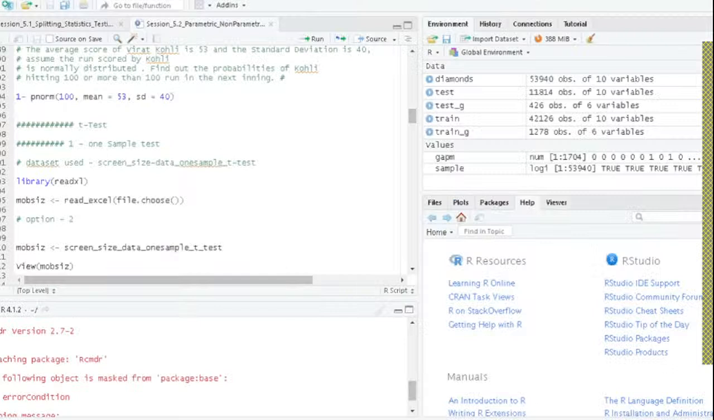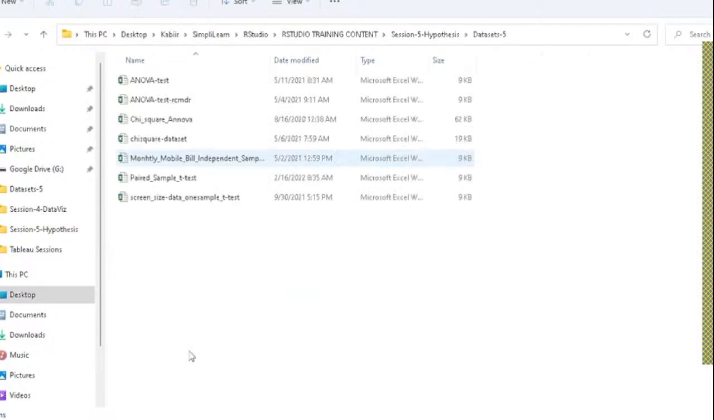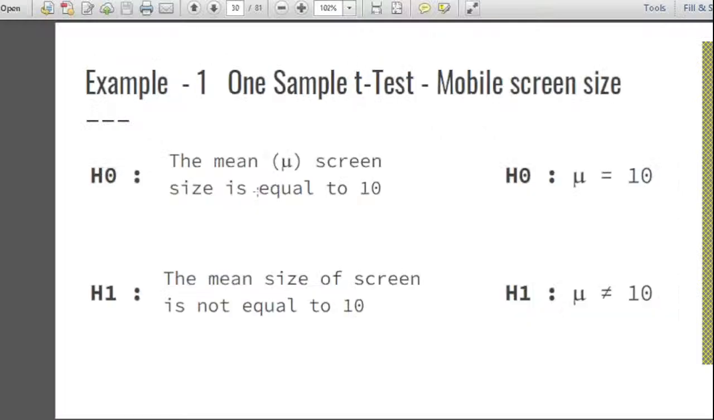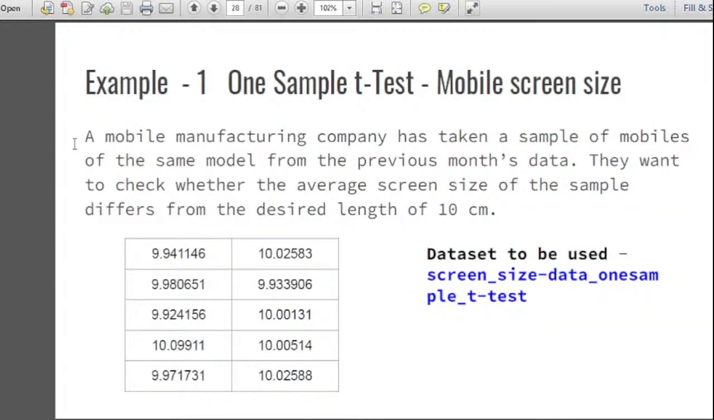Okay, now I hope all of you have downloaded this data set 5 on your system. You have these data sets, right? Okay, so let's start with the first example of one sample t-test. What is this one sample t-test? I want all of you to read this question.